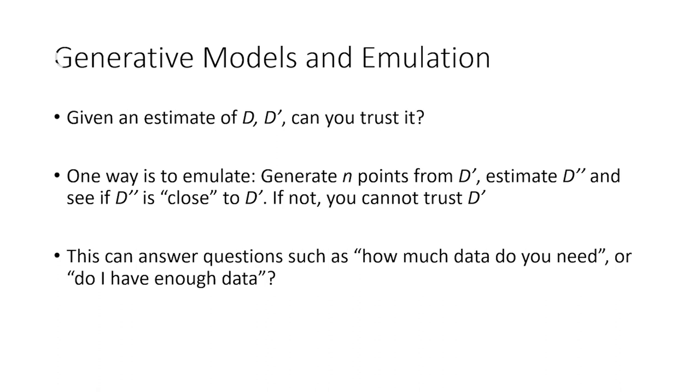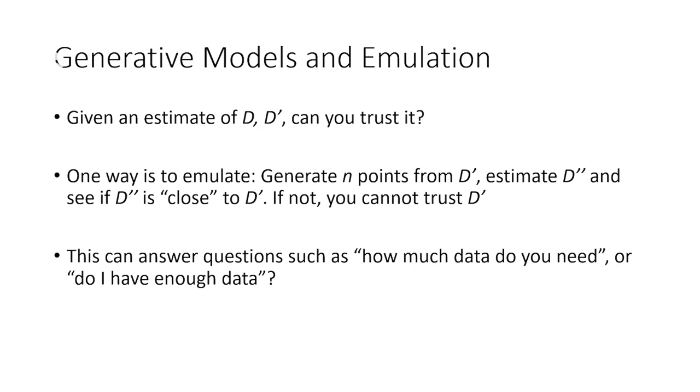So how do you do that? You do what's known as emulation. What does it mean to emulate? Let's suppose that I have n points. From n points, I estimate a d prime. So I say, well, I think that my data is distributed according to d prime. Now I have d prime. I can generate another n points from d prime. I can emulate. And then I can estimate, within the same procedure, d prime prime. Now, if my method is internally correct, d prime and d prime prime should be essentially the same, if n is large enough.